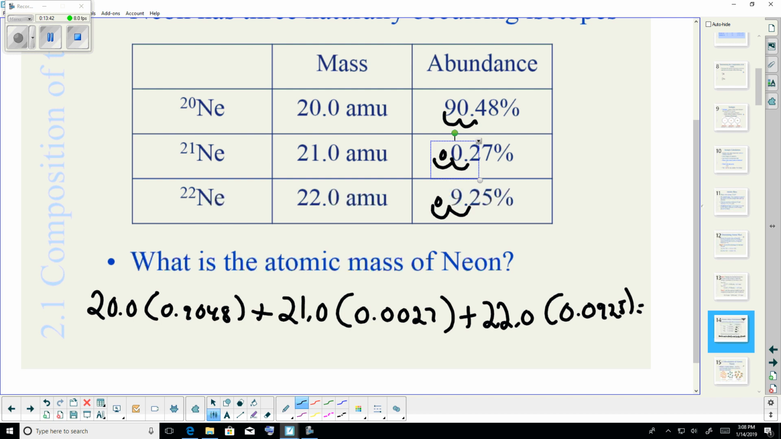Questions? Okay. AMU, exactly. Atomic mass units.